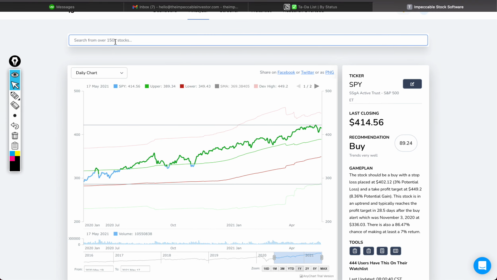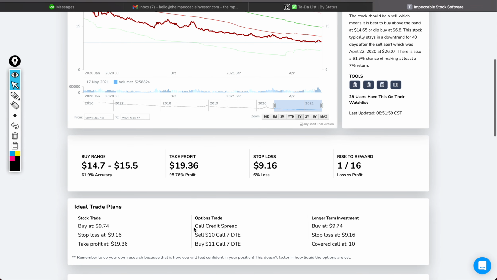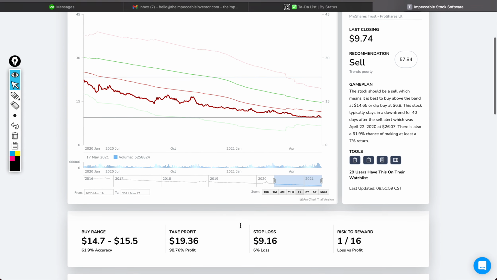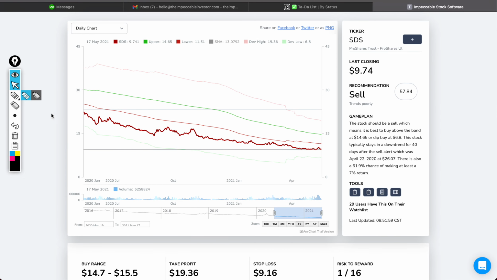SDS is just going to be an example of a stock moving to the downside. So again, we'll have a call credit spread here. The way that the call credit spread will work is, we will do the exact same thing, but in reverse. Since we have a call credit spread, we're going to sell the call here, and then we're going to buy another call here for protection.